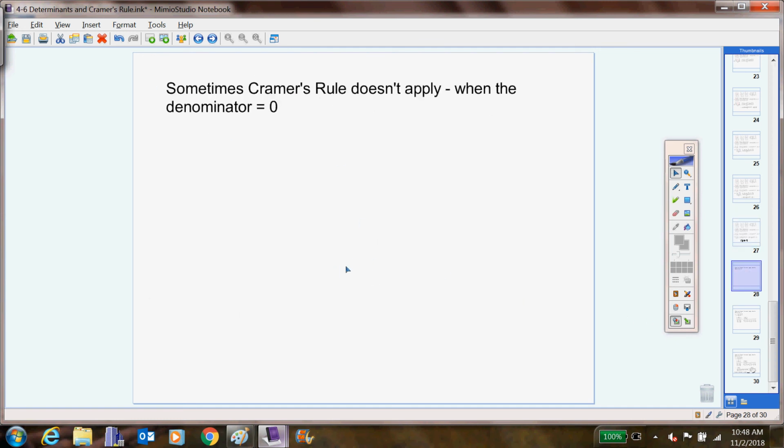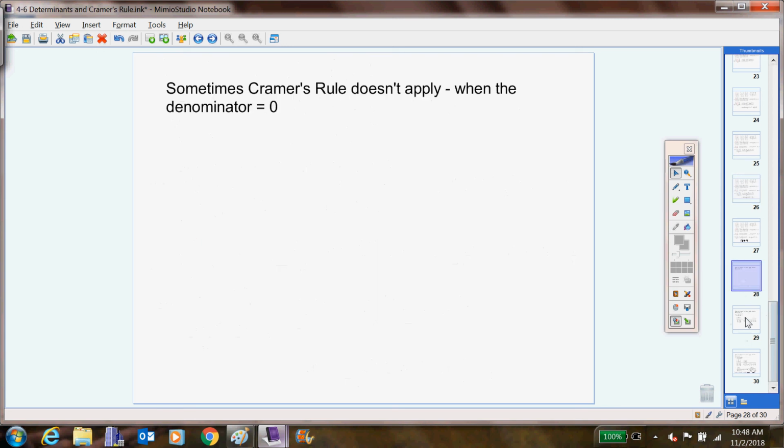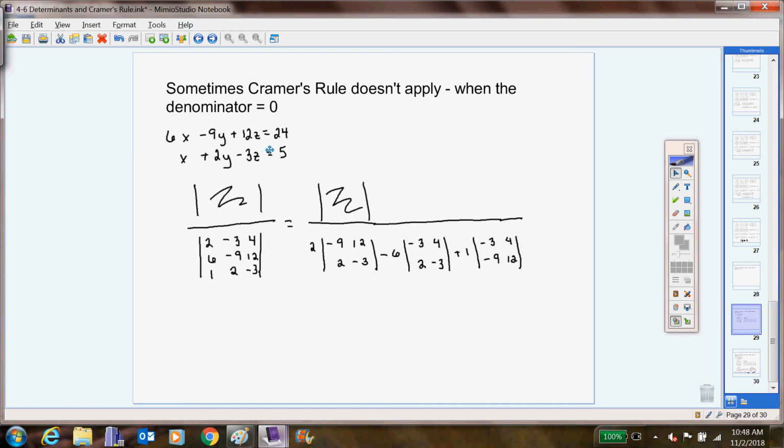Cramer's rule applies sometimes, but there are some times when it doesn't work. We know we can't have a 0 in the denominator. So even before you go through all of that, you might want to check out the denominators first, because if the denominator turns out to be 0, then Cramer's rule doesn't apply and you'd have to find a different way. So there's no point in doing all of that work without first checking the denominator.